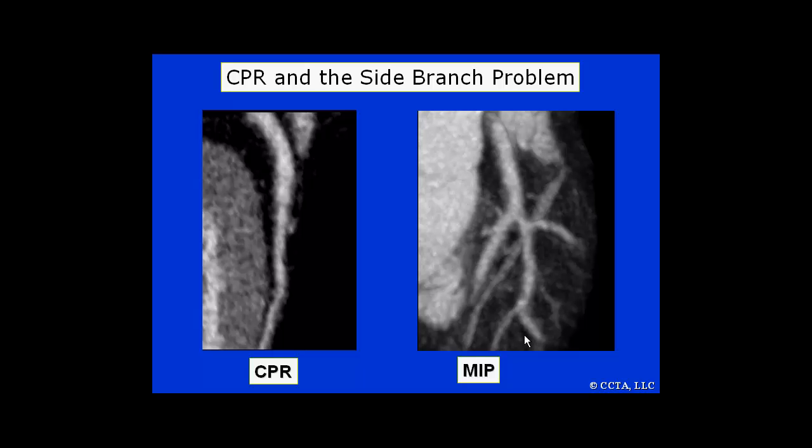Here's an example on the left of a CPR of the left anterior descending, and an example of the same vessel using a 5mm maximum intensity projection. You can see the vessel in both presentations, but the branch points and even a portion of the anterior cardiac vein can be seen clearly on the single MIP presentation, and they are not displayed on the single CPR presentation.